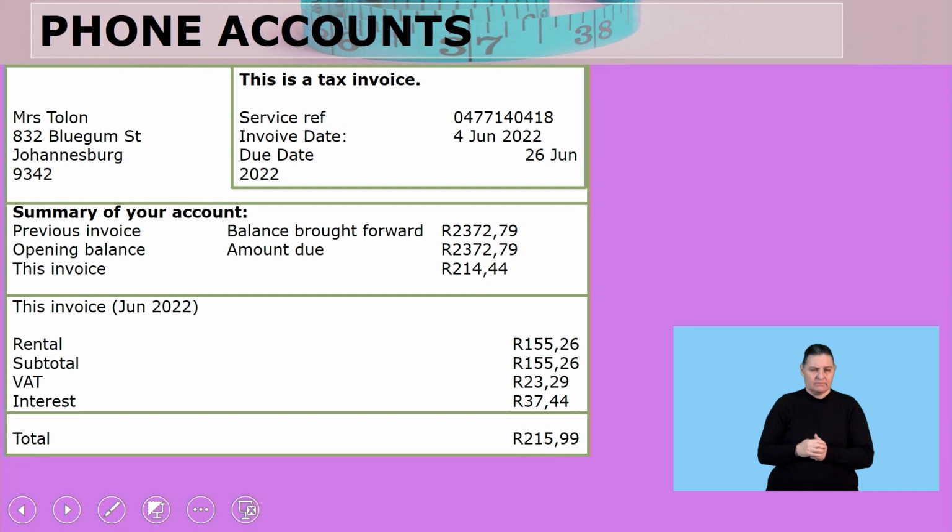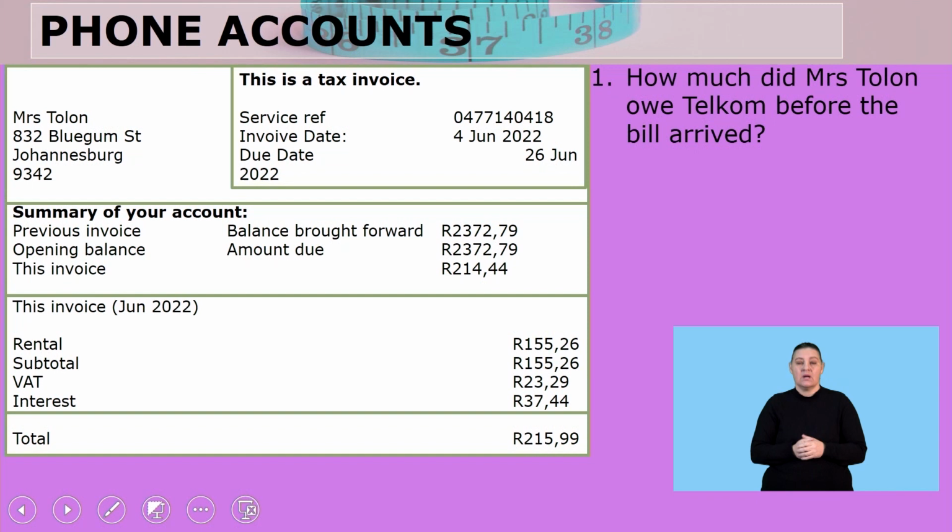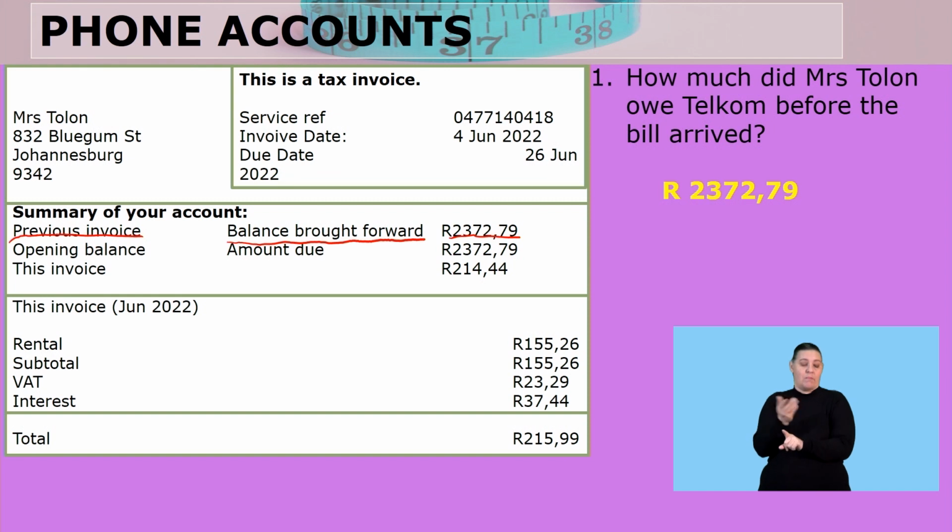All right. Phone account again. Remember, these things could look different, but the ideas are still the same. How much did Mrs. Tollen owe Telkom before the bill arrived? So, if we're looking at this, before the bill arrived, the amount from the previous invoice right here is 2372.79. We also call that the balance brought forward, again, from the previous month. So that's how much she owed from before.